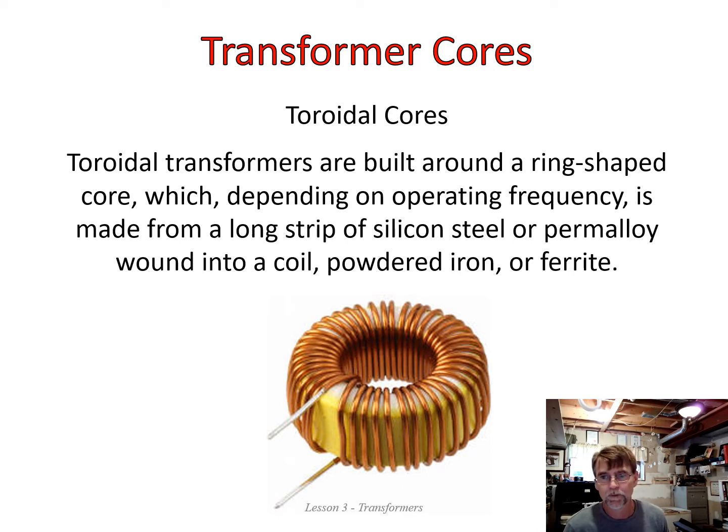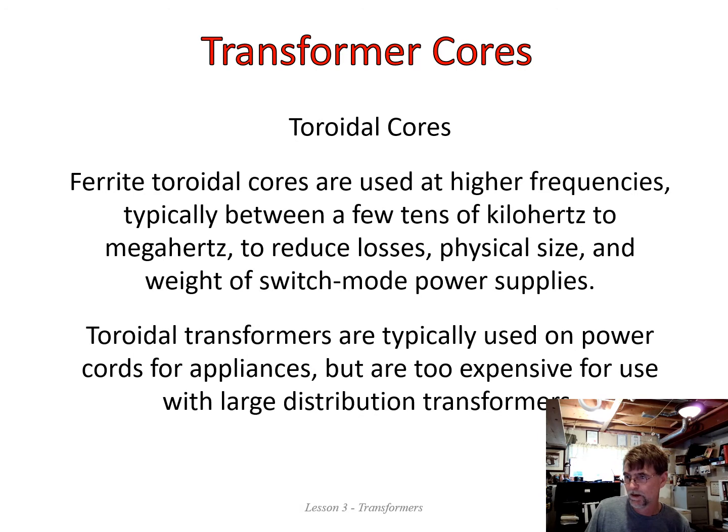around it. Again, it comes down to functionality. These are typically very small, and very specific purpose, which we'll get into a little bit. The toroidal core typically gets used for higher frequencies, tens of kilohertz to megahertz, reduced losses. It's a nice small package, so physical size is simplified and shrunk down. And the weight of the switch mode power supplies, all that stuff just means whatever your particular need is.